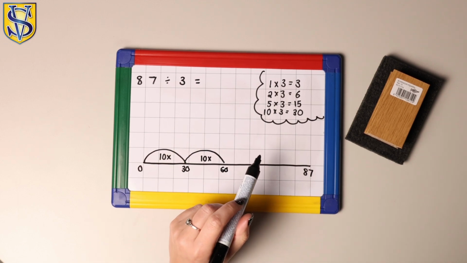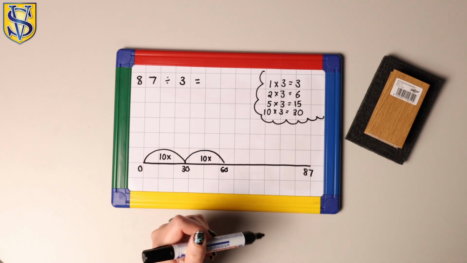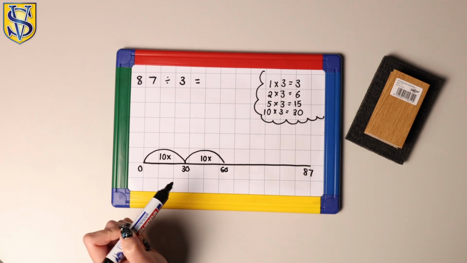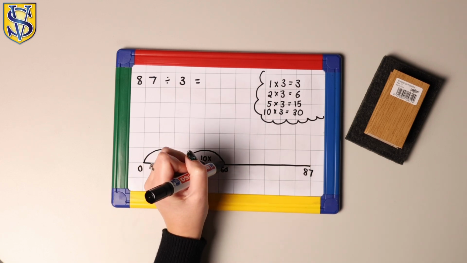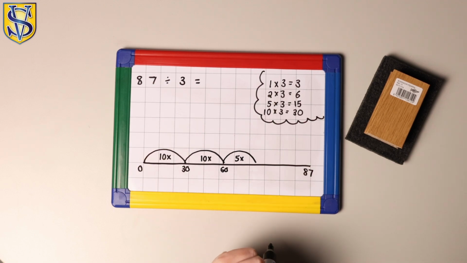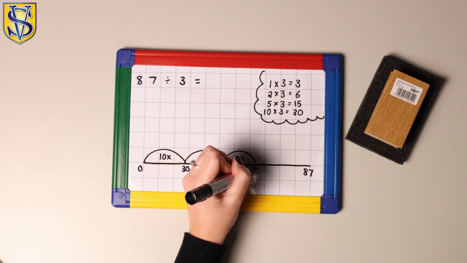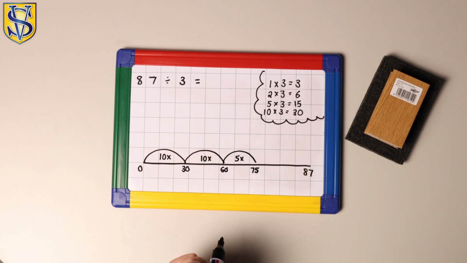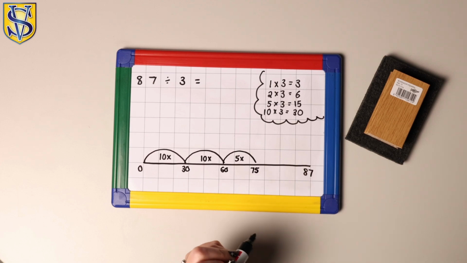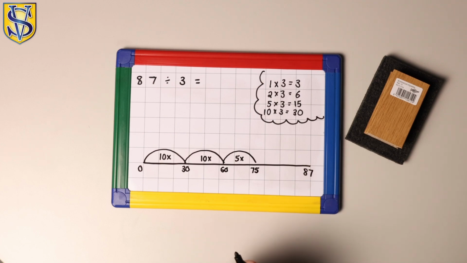Now, I can see that I can't go for 10 times again, because that's going to end up in the 90s, and that's too high. So I'm going to go for a slightly smaller number, and this time I'm going to go for 5 times 3. So I'm going to put 5 times in the little hill, and 5 times 3 is 15, so 60 add 15 is 75. Now, from here you might be able to work out how many you need, or if you're feeling a little bit more unsure, then you can start using these lower calculations.